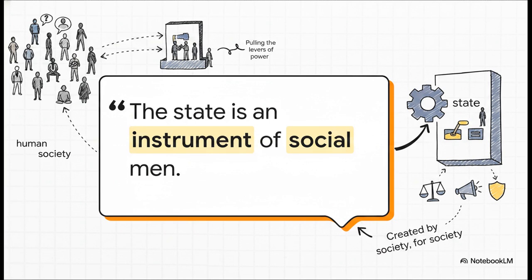While Kelsen saw the state as the ultimate legal framework, the empirical stream views the state merely as a secondary tool. The primary reality, that's human society. The state was created by society, for society, to perform specific functions. So the crucial point is, if you only ever look at the laws, empirical scholars argue you're missing the actual humans who are pulling the levers of power.